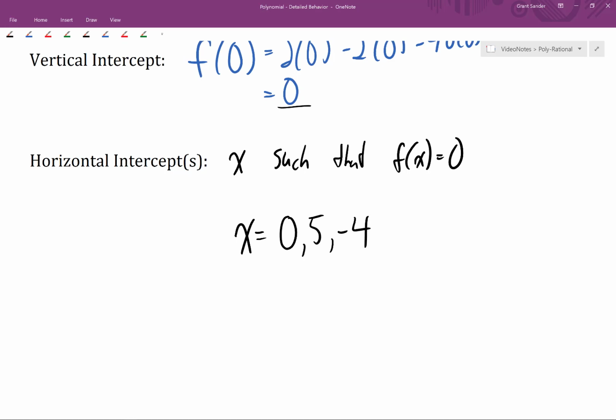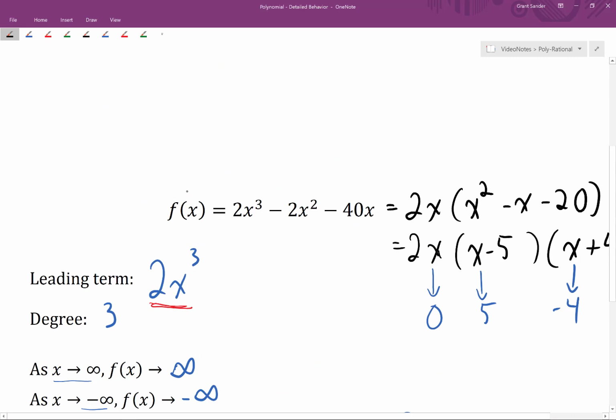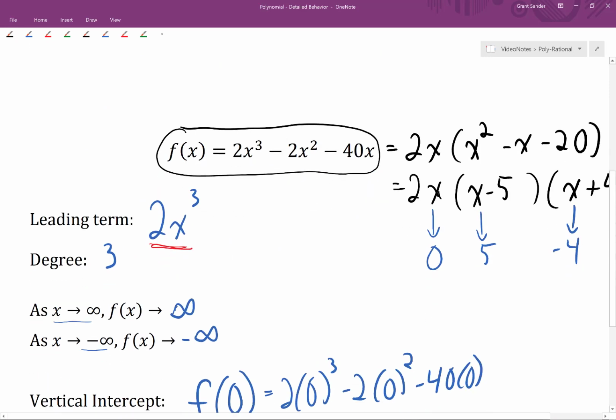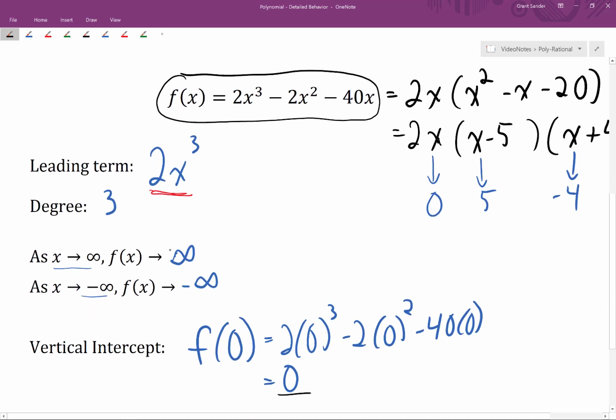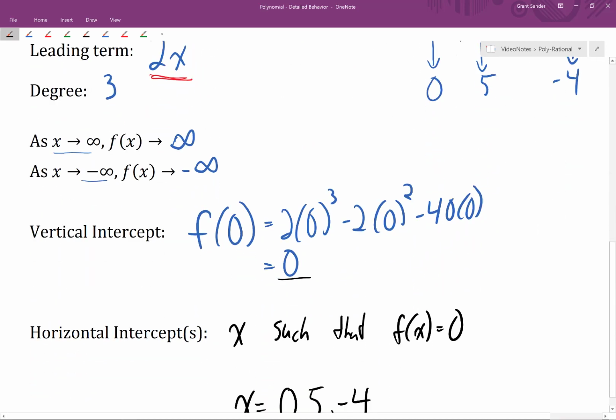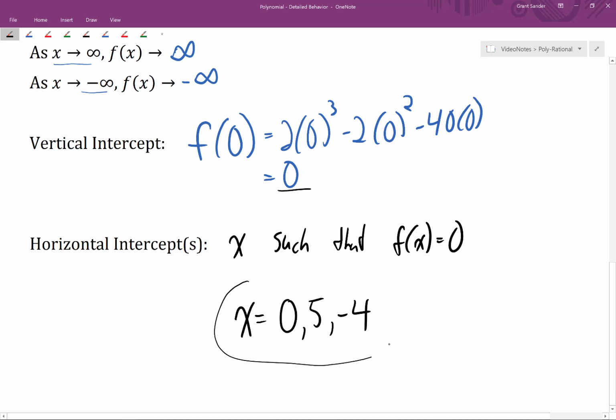If you pull open a graphing calculator and plug in our original function definition, you should be able to check and verify that all of these things are true. You can verify the end behavior, you could verify the vertical intercept, and you should see that each one of these values of x produces an output value of 0. So at those values of x, the function graph will touch the horizontal axis.